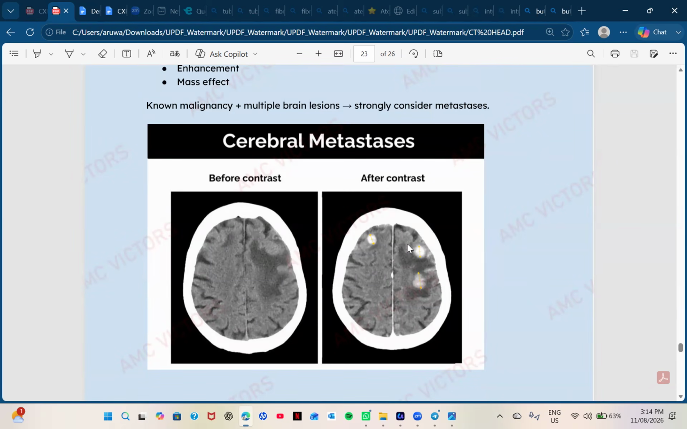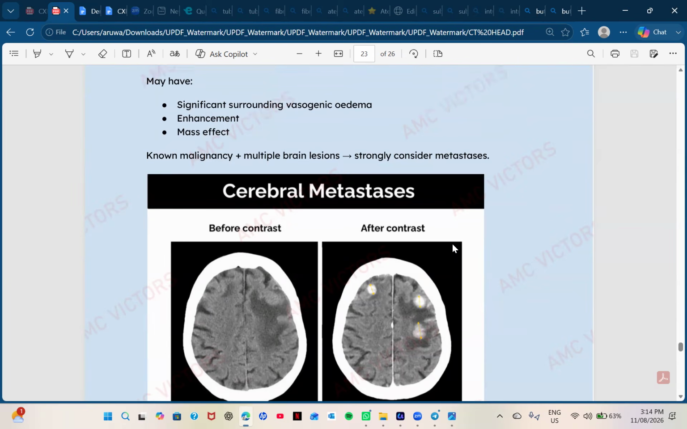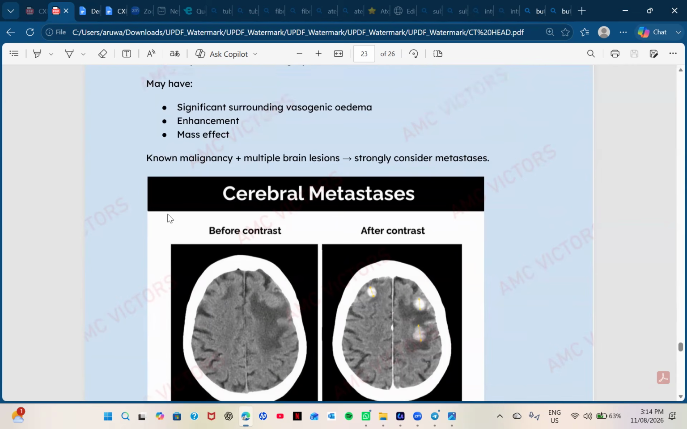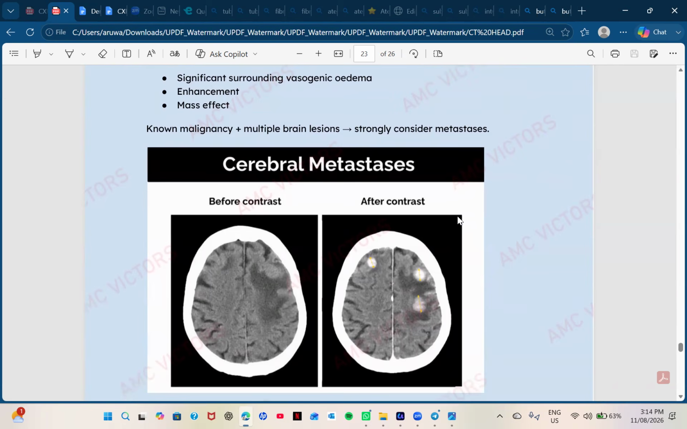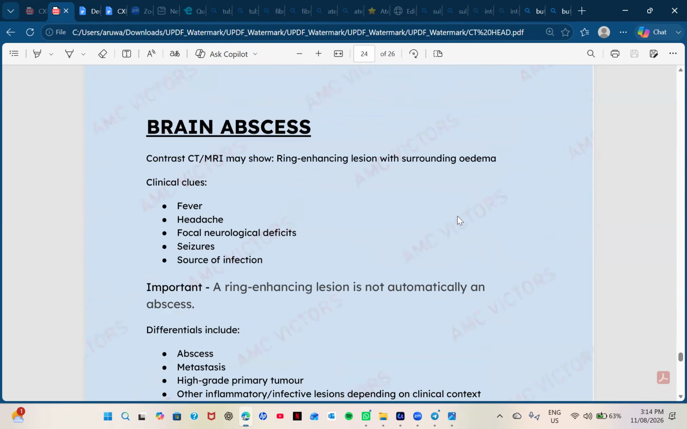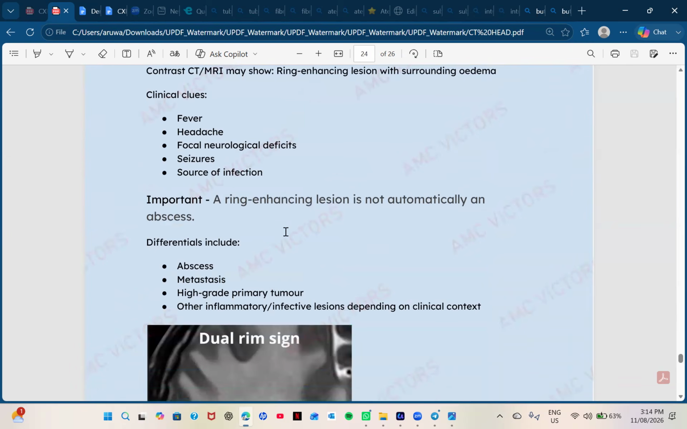Here, after contrast, you can clearly see the brain metastasis. Okay, if in the questions they mention non-malignancy with multiple brain lesions, you can think about metastasis. Okay, how does the brain abscess present?